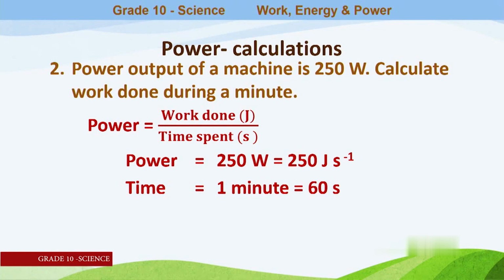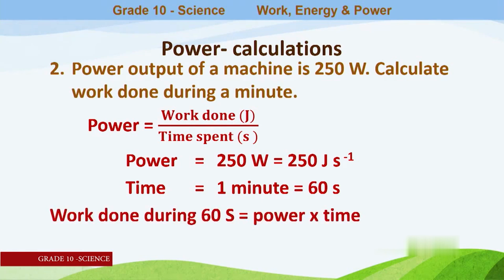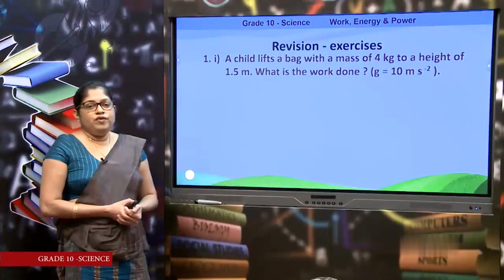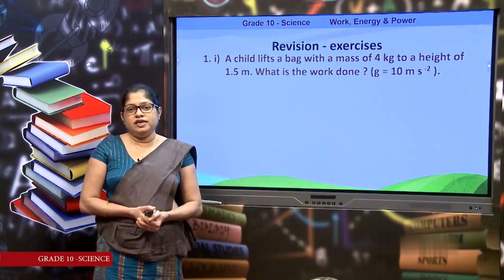Very easy. What you have to do? You have to multiply the power by time. Here you get the answer by multiplying 250 joules per second by 60 seconds. You will get the answer 15,000 joule. If you want, you can convert this into kilojoule. So what you have to do is divide this by 1000, so that you will get 15 kilojoule. Now we have done some calculations related to power.